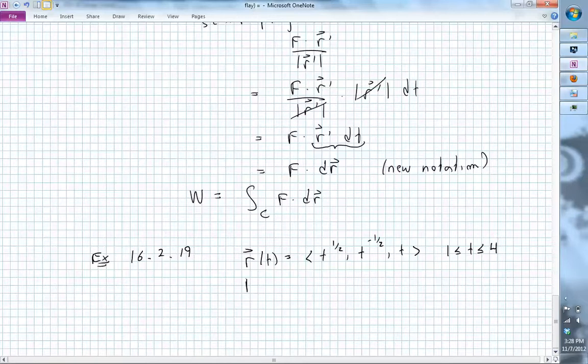And we've got this force field, which is a really weird one. At every point in space, what we do is we attach a vector of the form y, z, x. So if I'm sitting at the point x, y, z, I'm going to attach the vector y, z, x, whatever that means. And I'm going to travel along this little curve in 3 dimensions. To use this formula, I've got to calculate these quantities. Right here, I've got to calculate f and r prime.